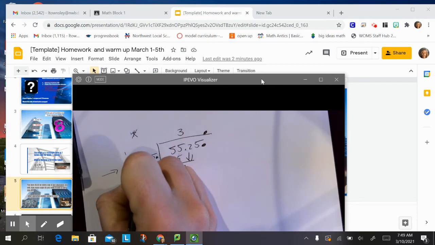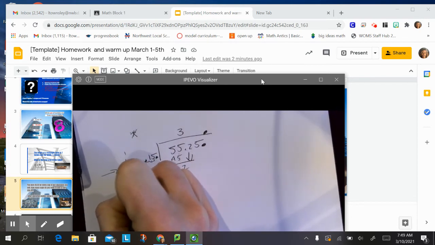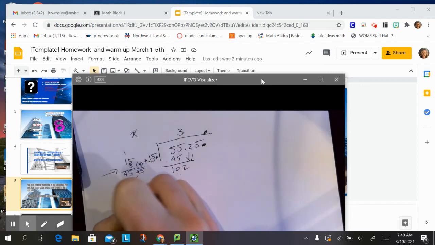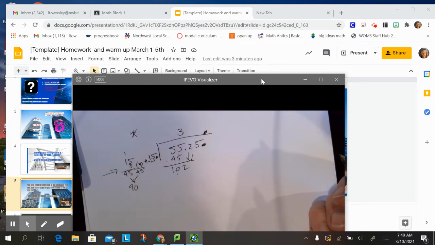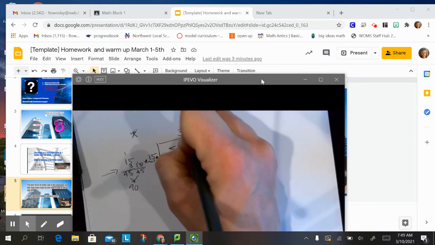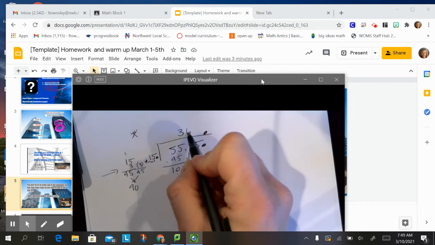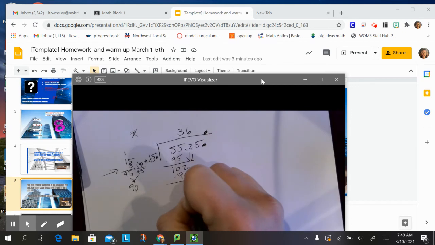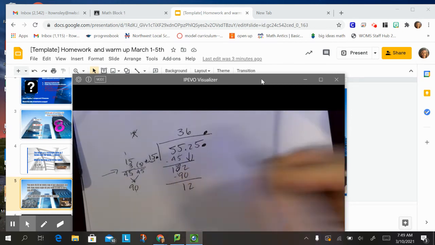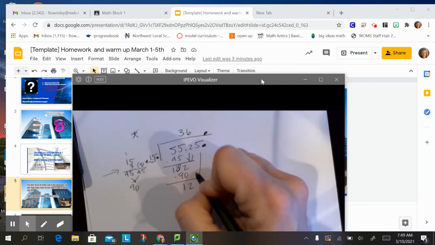So if I want 3 more groups of 45, that would be 90 if I add those together. So that's pretty close. So I'm going to say 6. So 6 times 15 then is 90. And if I subtract, I get 12. And I bring down my next 5.